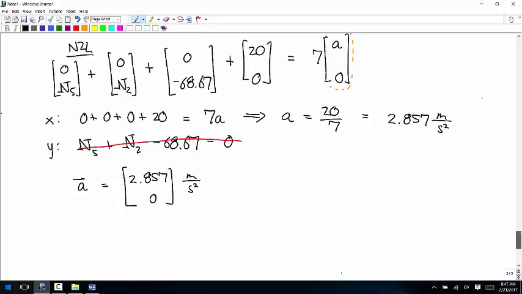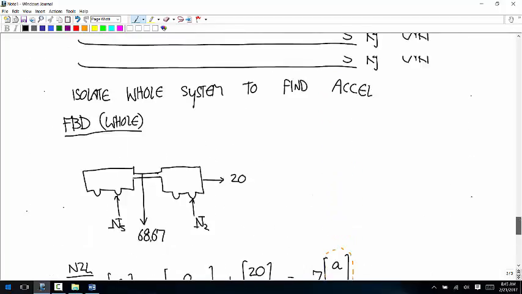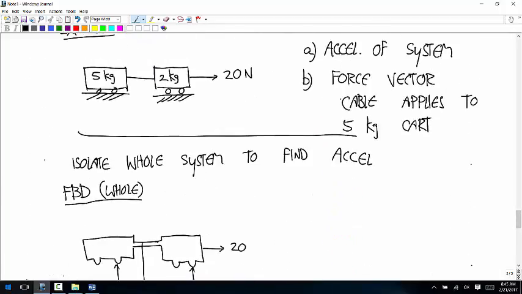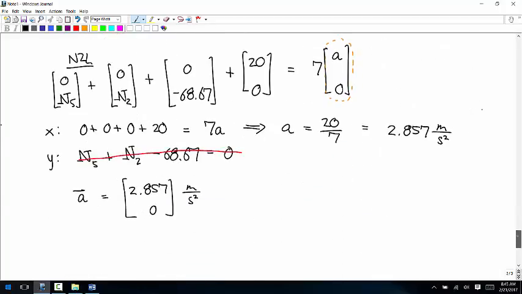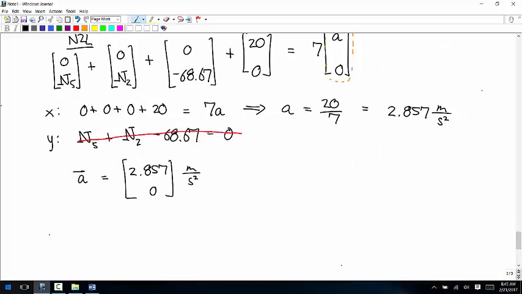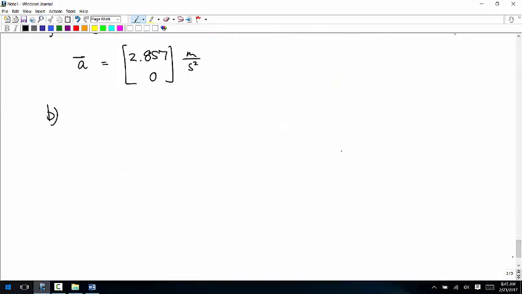So what do we want to find next? Part B, we want to find the force vector the cable applies to the 5 kilogram cart. So now this is where the pulling contact is going to come into it. So what do we want to isolate? The 5 kilogram cart or the 2 kilogram cart? The 5 would make more sense. After I do this, I'm going to show you that we get the same answer if we isolate the 2 kilogram cart.